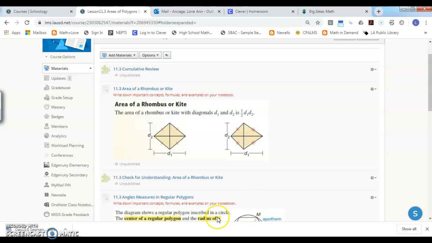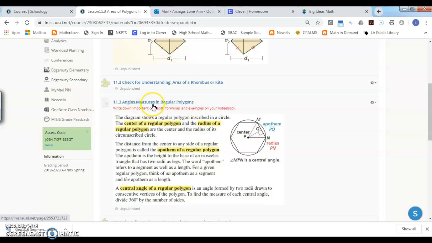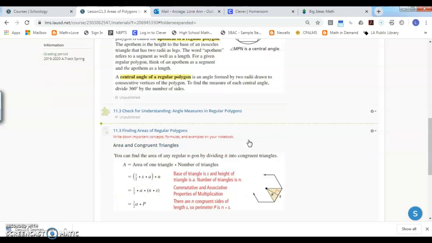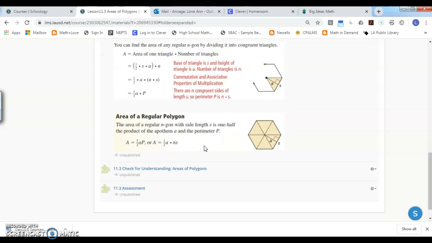Okay, so after that, we're going to look at how to find angle measures in regular polygons. We will revisit regular polygons, meaning polygons that have equal sides and angles. So they're both equiangular and equilateral. And then we're going to look at how to find the area of a regular polygon. And as usual, you'll have a short assessment at the end of the lesson.